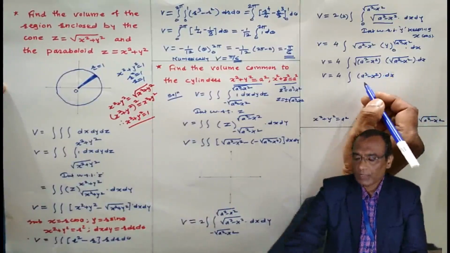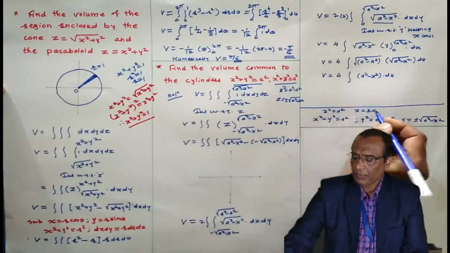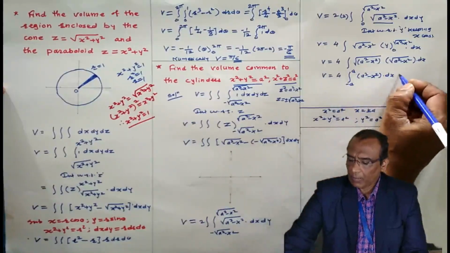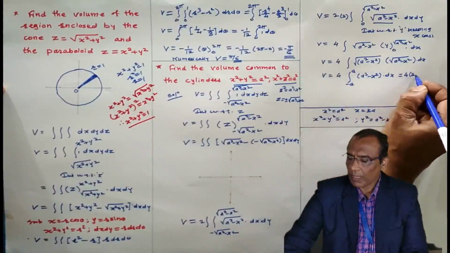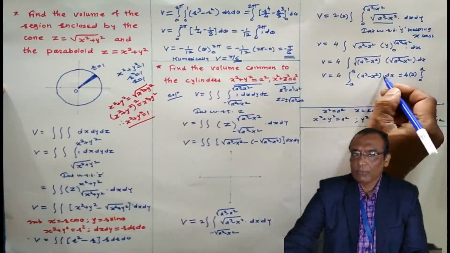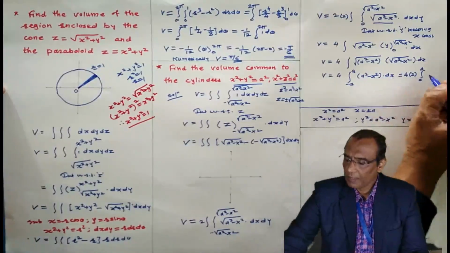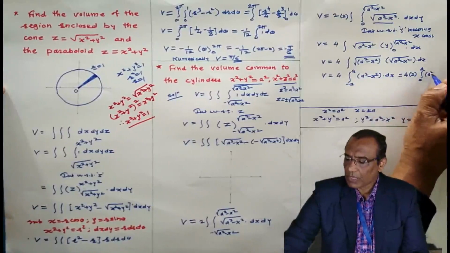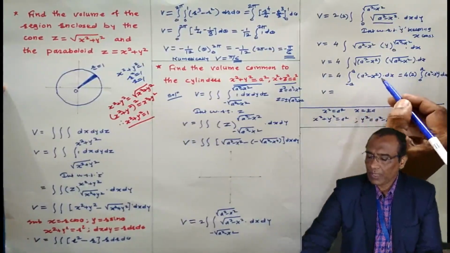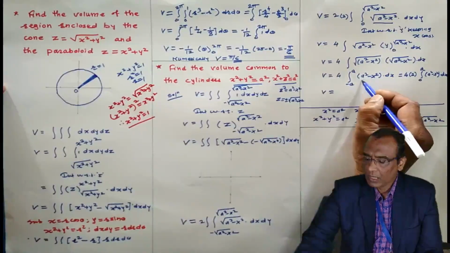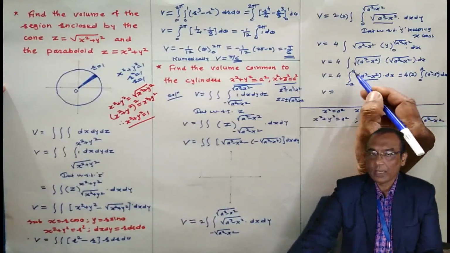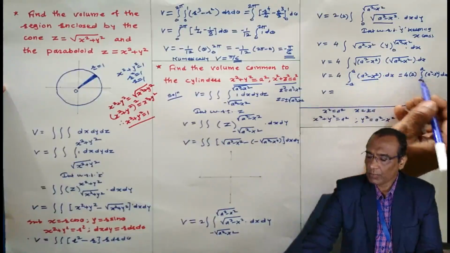Now it remains to integrate with respect to x. We have the limits minus a to a, and by the property of definite integral you may write here 2 times 0 to a, because this function is an even function, a square minus x square dx. I am using the property of definite integral. We are integrating with respect to x. Therefore minus a to a can be written as 2 times 0 to a.